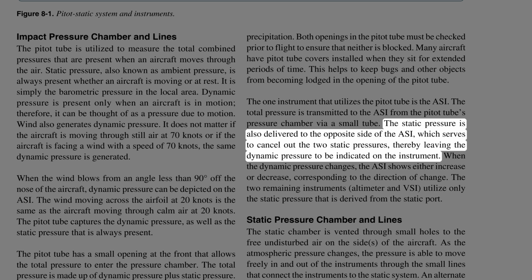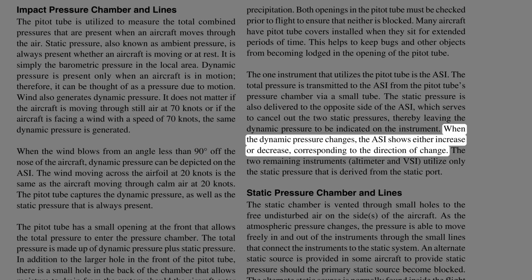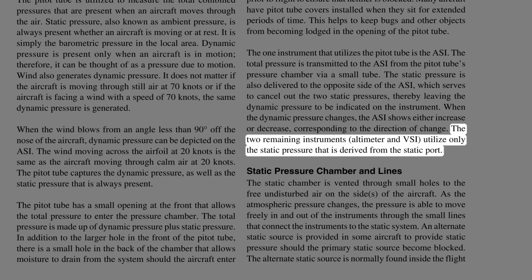The static pressure is also delivered to the opposite side of the ASI, which serves to cancel out the two static pressures, thereby leaving the dynamic pressure to be indicated on the instrument. When the dynamic pressure changes, the ASI shows either an increase or decrease, corresponding to the direction of change. The two remaining instruments, altimeter and VSI, utilize only the static pressure that is derived from the static port.